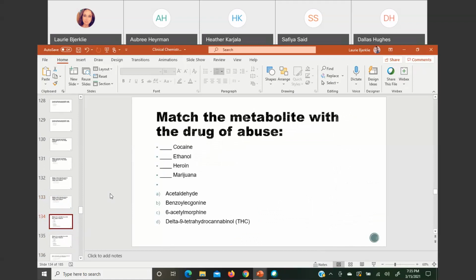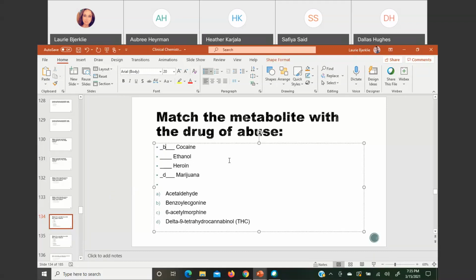Okay, matching. This is a little hard to do in chat box form, so we're going to just do it together. So you're supposed to match the metabolite with the drug of abuse. So you just kind of have to remember which ones go with which. Let's do the easiest one. Marijuana is letter D, THC, tetrahydrocannabinol. That's a fun word to say. Okay, so that is D. I'll just put that right there.